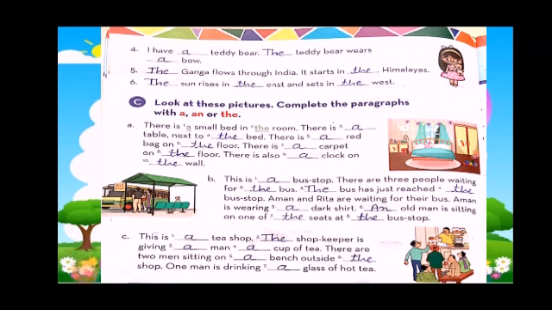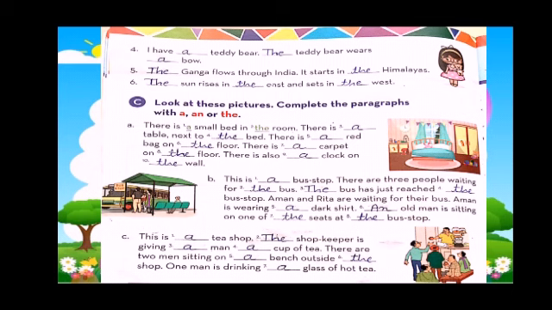Now students, let's learn exercise C. Look at these pictures. Complete the paragraphs with article A, AN or the. A. There is a small bed in the room. There is a table next to the bed. There is a red bag on the floor. There is a carpet on the floor. There is also a clock on the wall. So students, here we used articles as per the rules where it is appropriate.